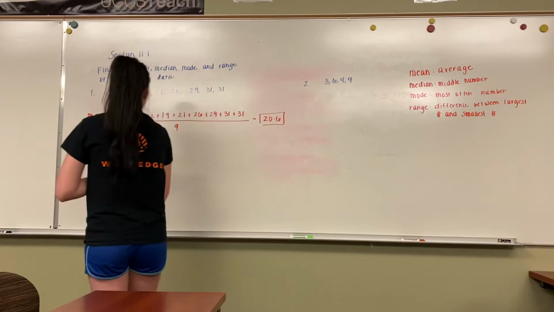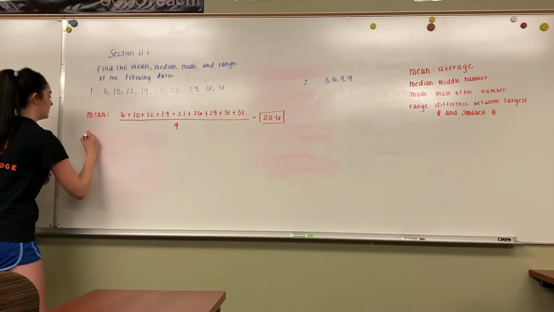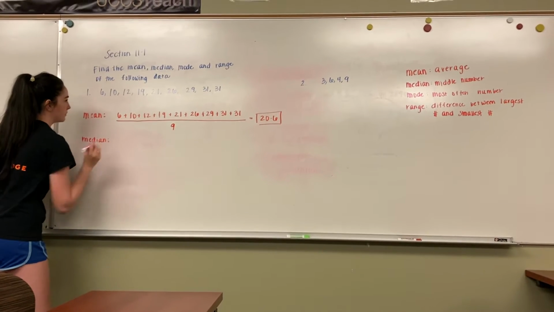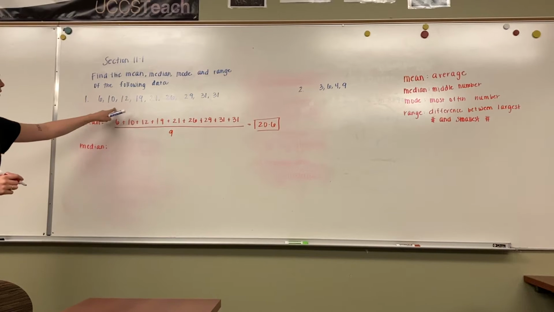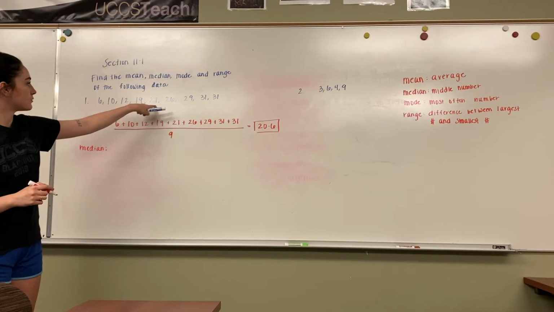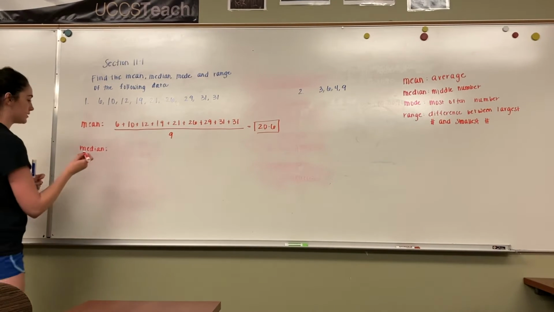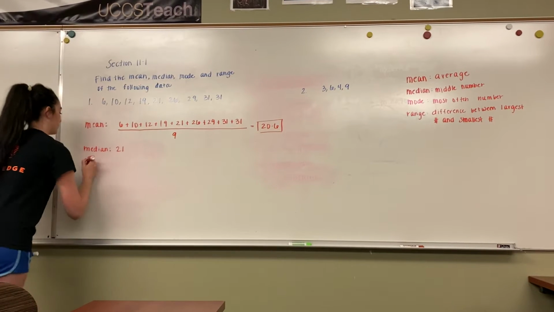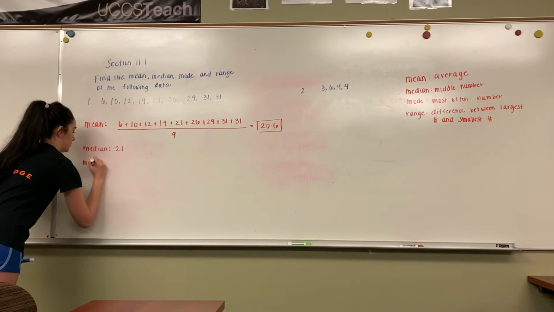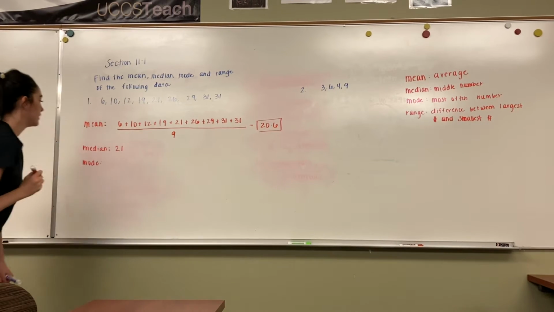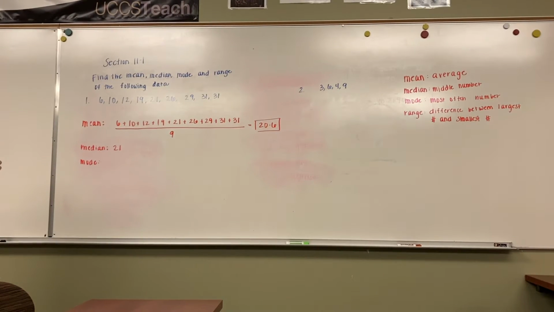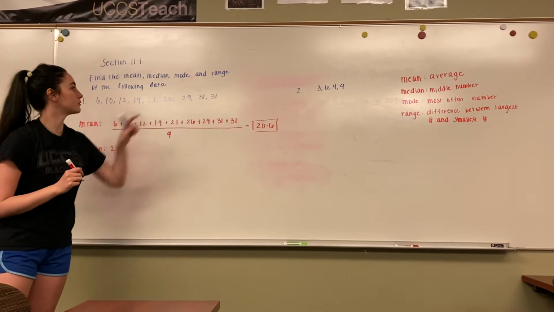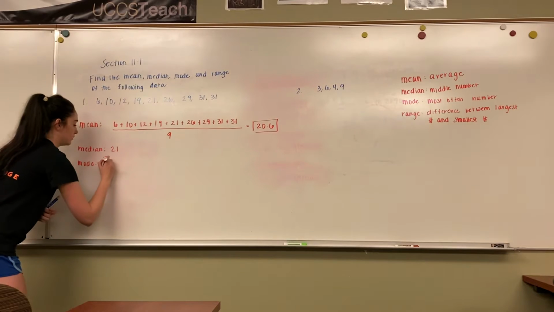Okay, so let's find the median. Median is the middle number. So what's the middle number of this data? So 21's right in the middle, right? So 21 is the median. Mode is the most often. So what number occurs the most often? Well, all of them, there's only 1, except 31, there's 2. So 31 occurs the most often.